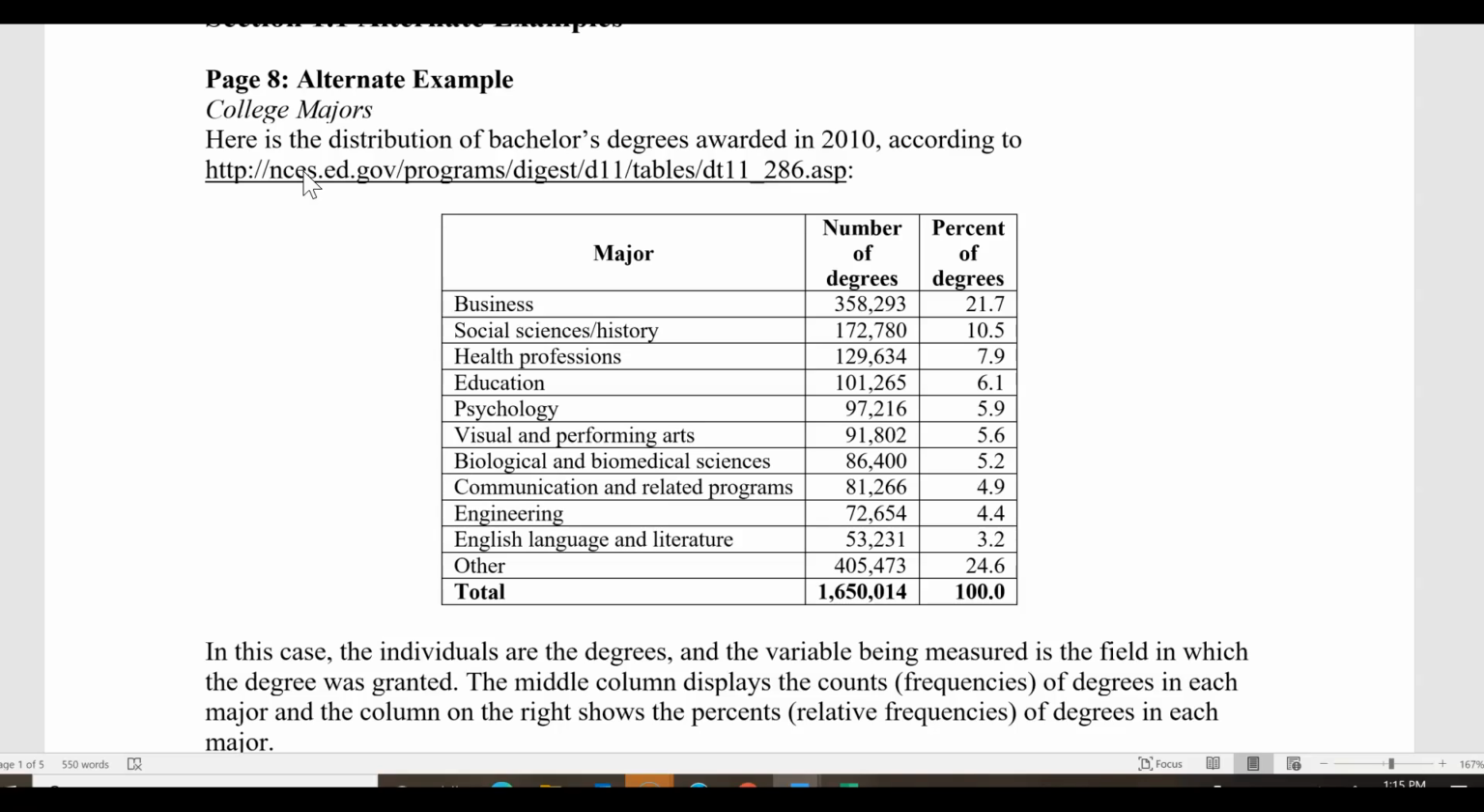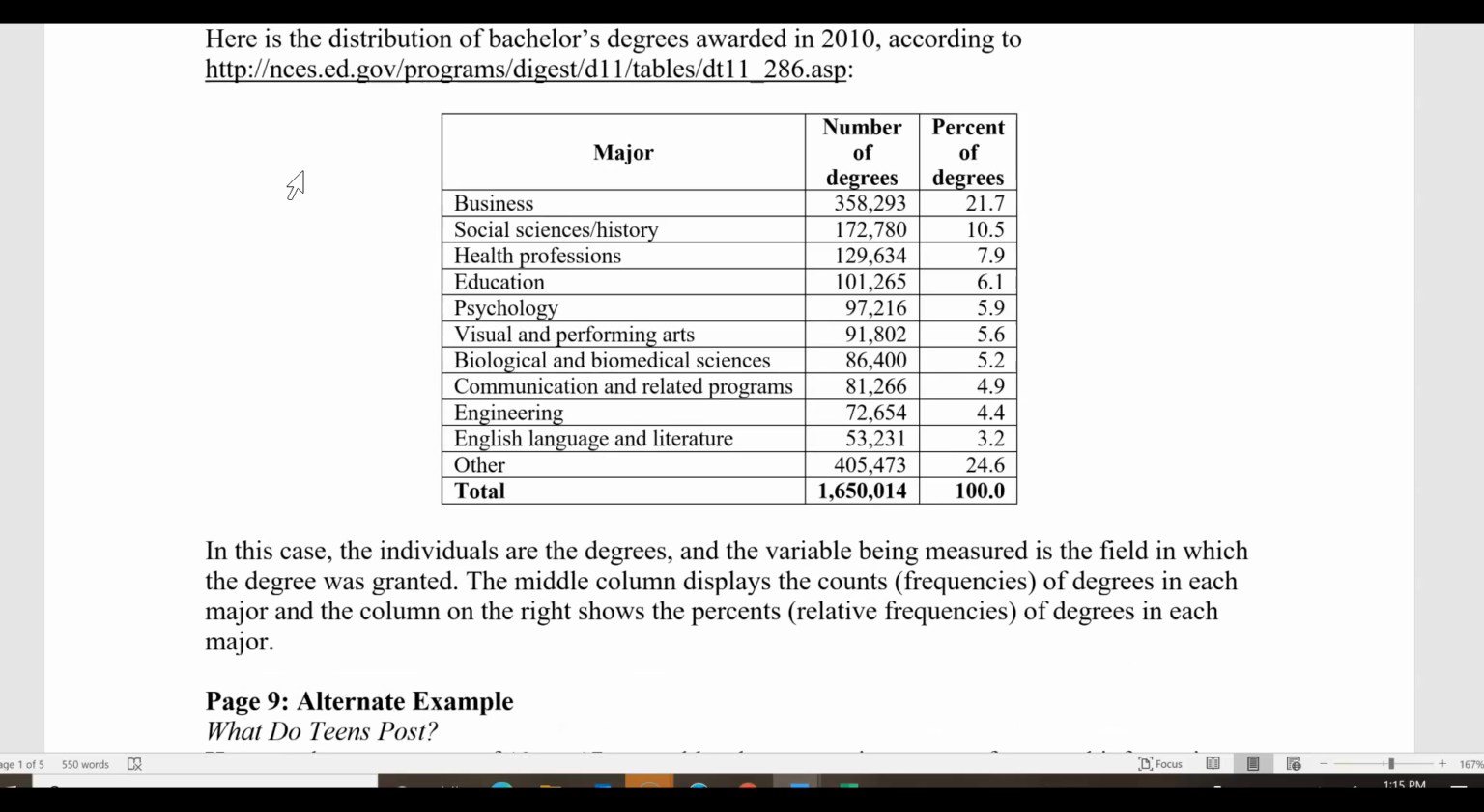Our variable of interest here is major, right? And you have business, social sciences, and so on. And then they have the number of degrees from those, and then percent of degrees. So it kind of gives us a breakdown of what everybody at this college is majoring in.